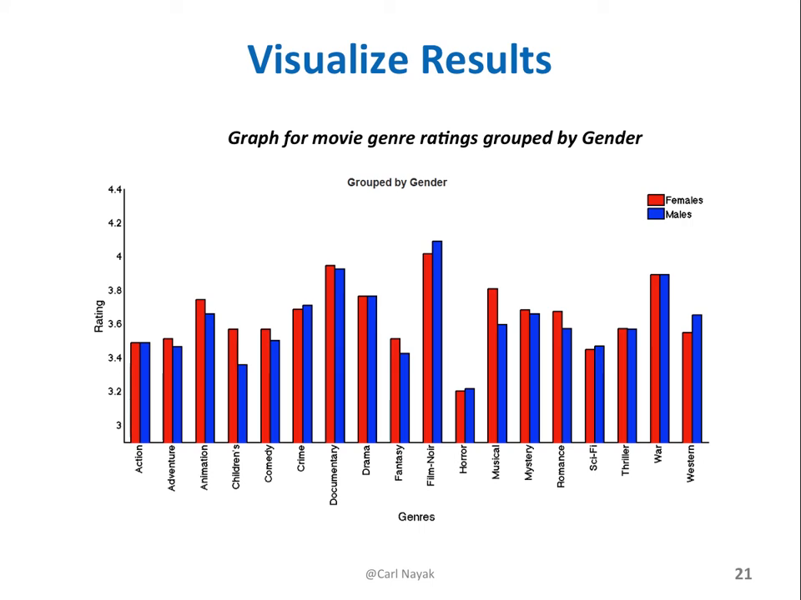This is a graph for genre ratings grouped by gender. As you can see, once again, film noir is rated the highest and horror is rated the lowest overall. There's not much difference in the ways movies are rated by both genders, except for children's and musical genres, which are rated considerably higher by females.